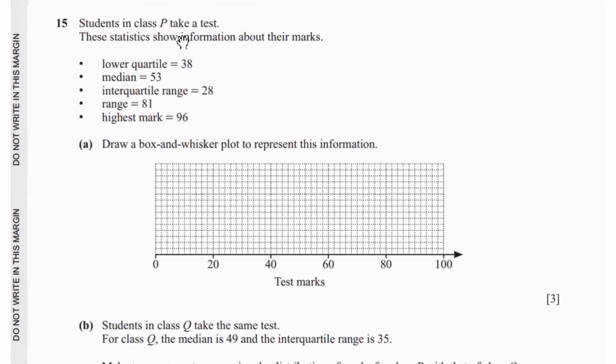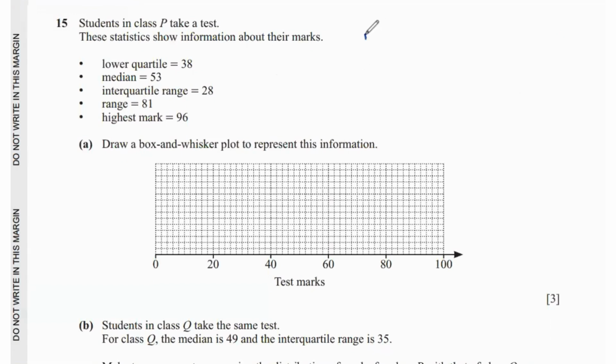Question 15 says students in class P take a test. These statistics show information about their marks. So the lower quartile is 38, median is 53, interquartile range is 28, range is 81, and the highest mark is 96. We have to draw a box and whisker plot to represent this information.